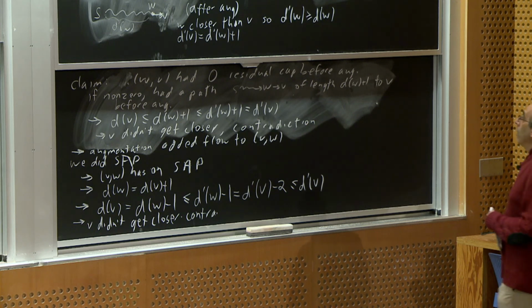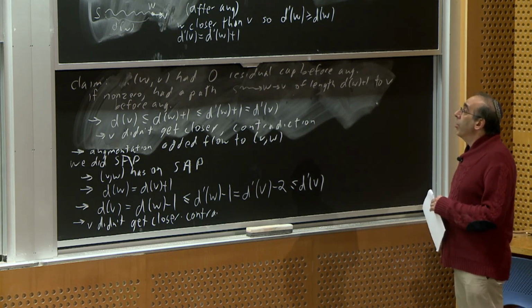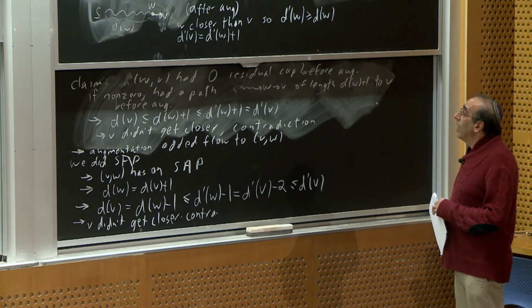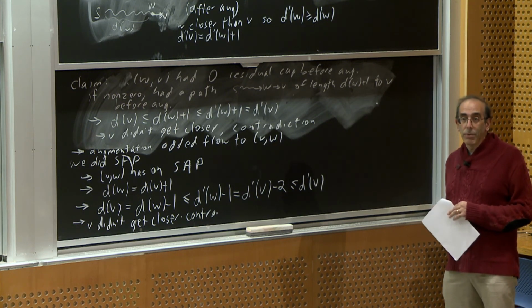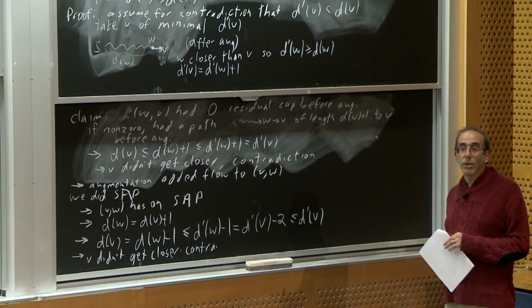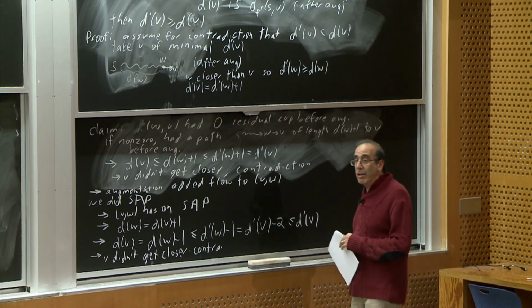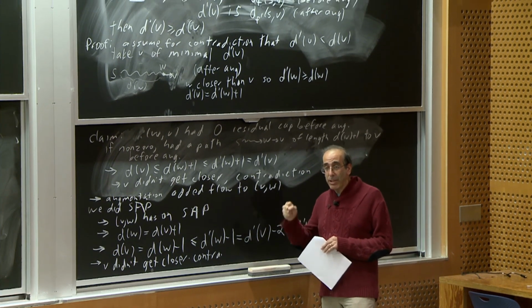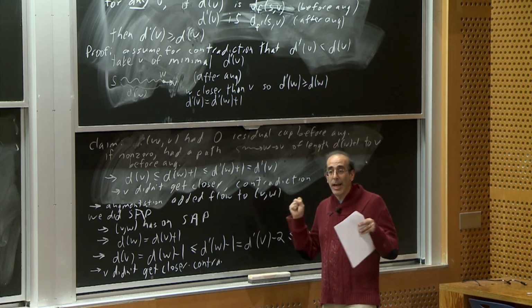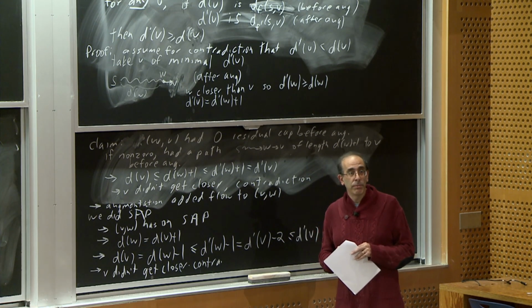So these two boards show us that at least nothing is getting closer as we do shortest augmenting paths. We're not creating shorter paths. Starting next time, I'll prove to you that in fact things get explicitly farther. They don't stay the same distance, but they actually get farther away from each other. Okay?